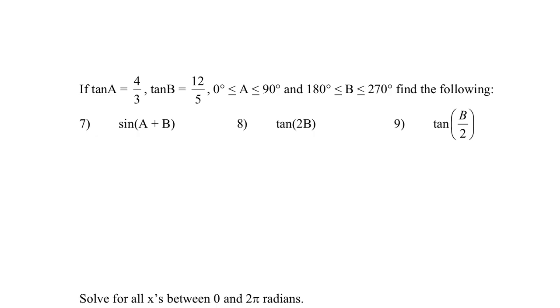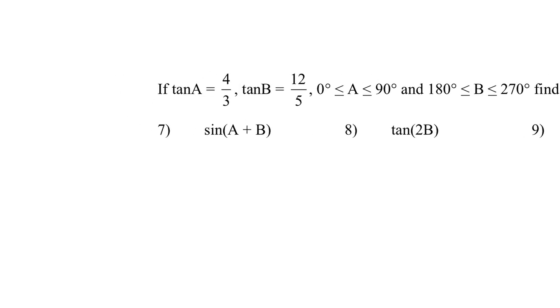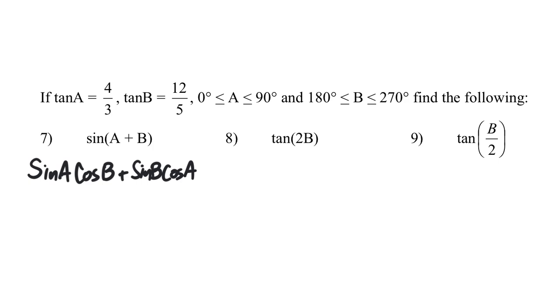So ultimately what we need to solve these problems is this. Sine of the first angle, cosine of the second, plus sine of the second angle, cosine of the first. So I'll need some information. I don't have a lot of that. A number 8, tangent of 2b, tells us this is going to be 2 tangent b over 1 minus tan squared b.